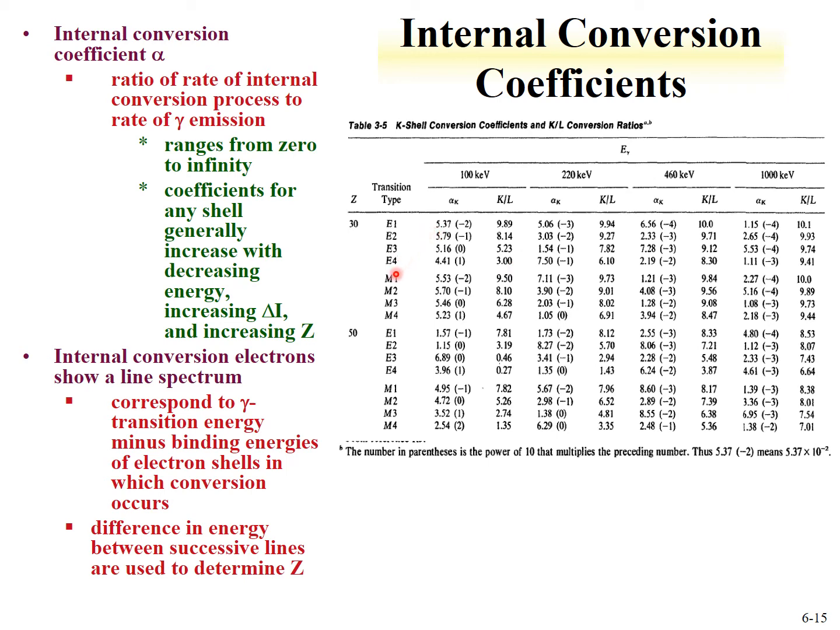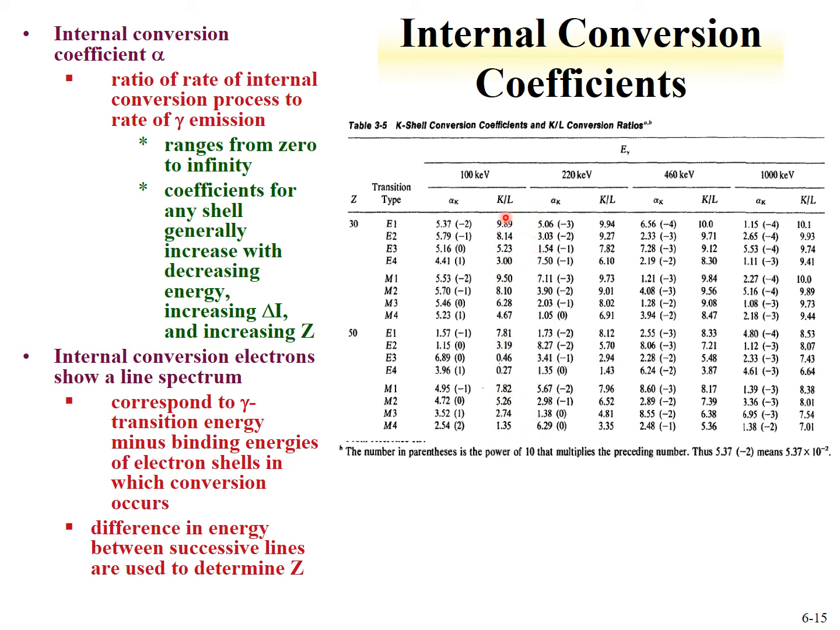And for a given transition type, let's inspect N4. As we increase in energy, we see a decrease in that transition, everywhere from 100 to 1,000 keV. The second term, this K over L, that's just the K to L electron. That's the conversion ratio. That's the ratio of K electrons to L electrons involved in these internal conversion coefficients.